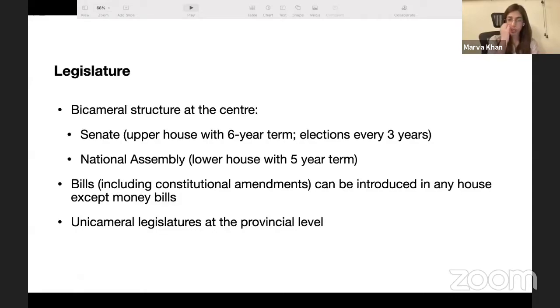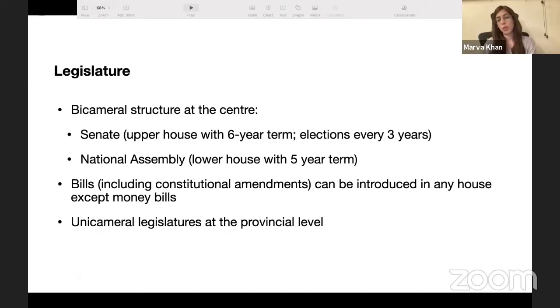Coming to the legislature, we have a bicameral system at the center. The Senate is the upper house. You have indirect voting for this. There's a 6-year term, but every 3 years, elections are held for half of the members of the Senate. The Senate can also not be dissolved, unlike the National Assembly, which has a 5-year term and is also called the lower house. Article 58 still exists, so there are still certain avenues where the assembly essentially can be dissolved.